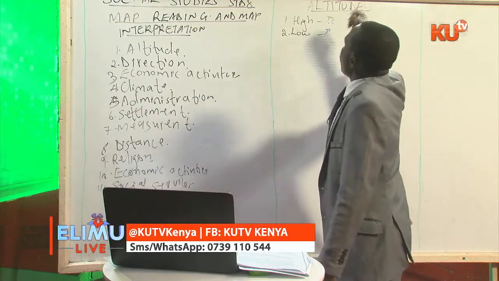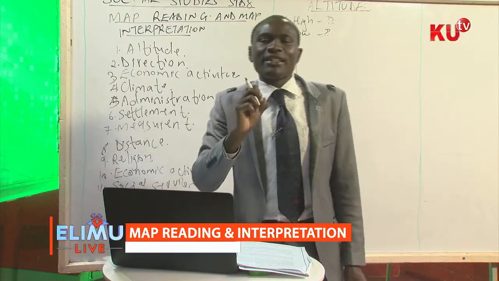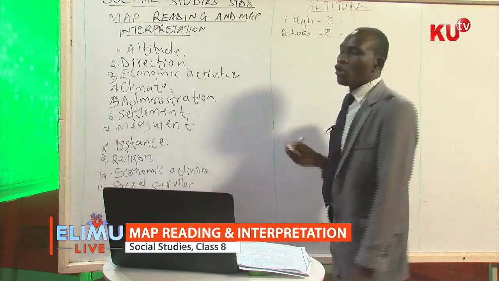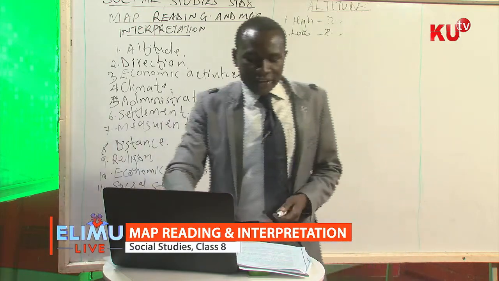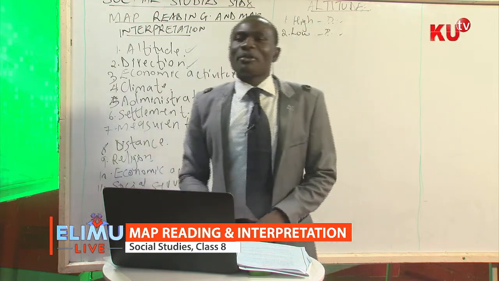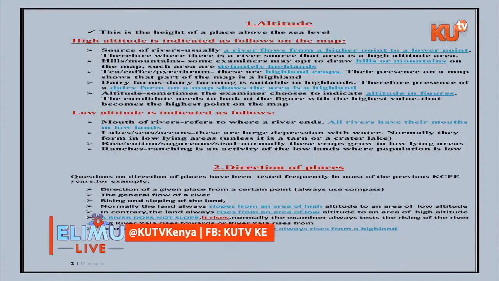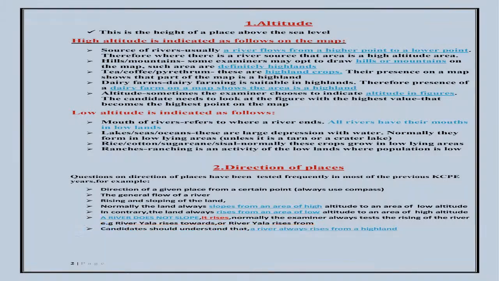They normally ask which area, for example in the Wodanga area, is an area of high altitude and which is an area of low altitude. Another area is direction. When you are handling direction, these are simple areas that candidates take very simply but are very challenging. If you look at KCPE past papers, you'll find that most of the questions have been failed on direction. Questions on direction of places have been tested frequently in most of the past KCPE years.